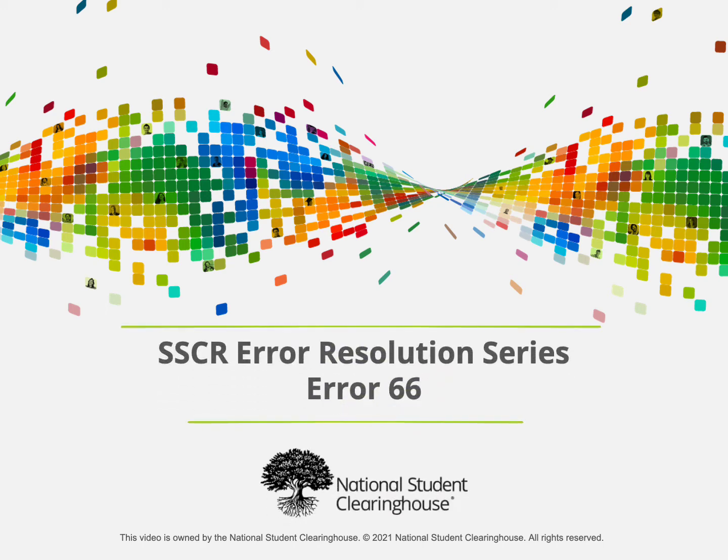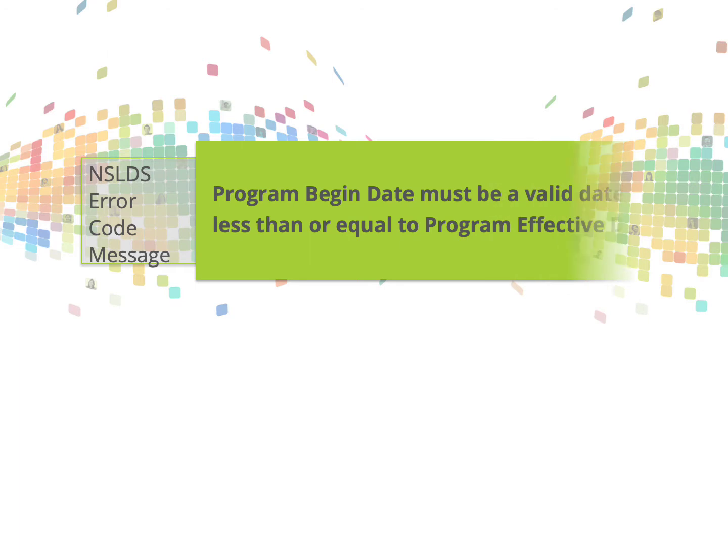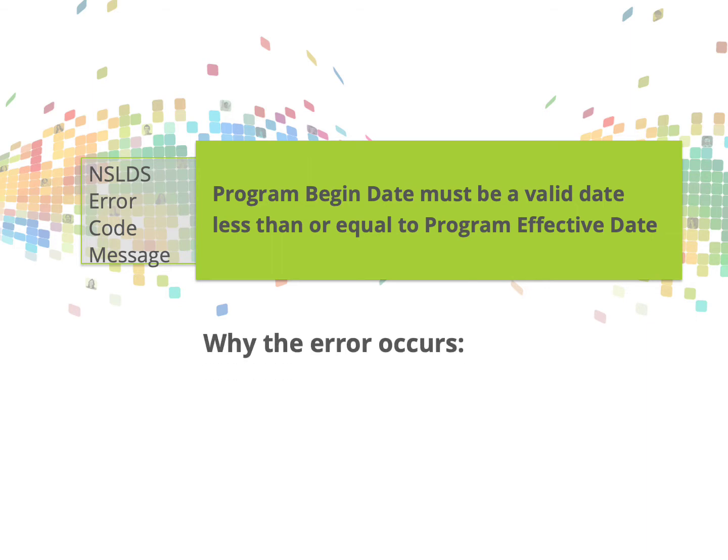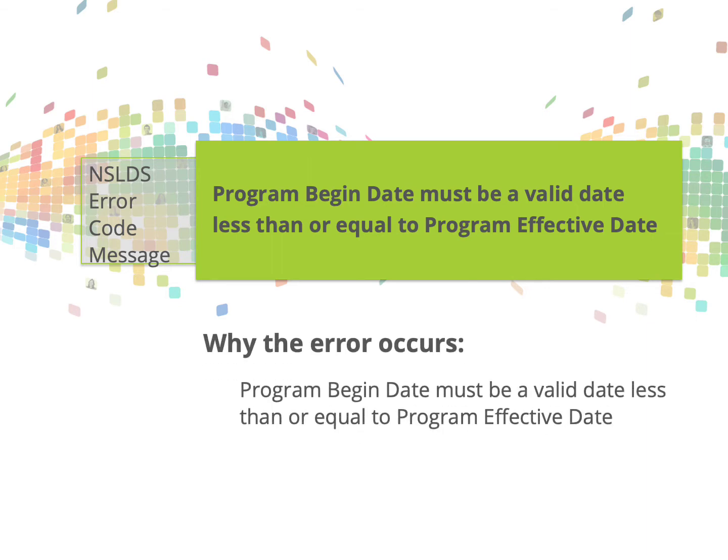Welcome to the tutorial on SSCR Error Code 66. Per the NSLDS, SSCR Error Code 66 is caused by a program begin date that is invalid or greater than the program effective date. The Error Code 66 occurs when the program begin date is after the program effective date.